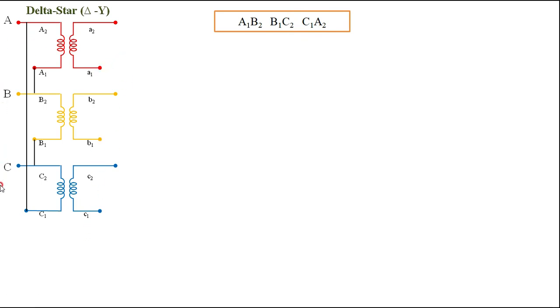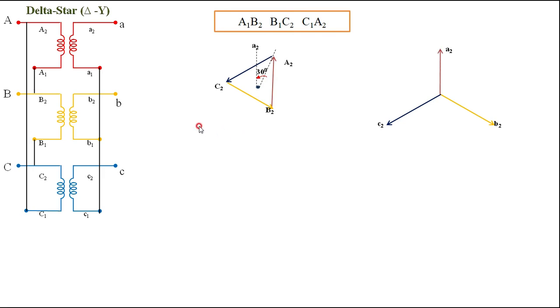This is ABC of the delta connection. Now I am shorting A1, B1 and C1. Then the remaining terminals I have as the secondary ABC. Therefore, what I have to do here is draw the vector diagram for the delta side and the star side. Let us start with, I will draw here.